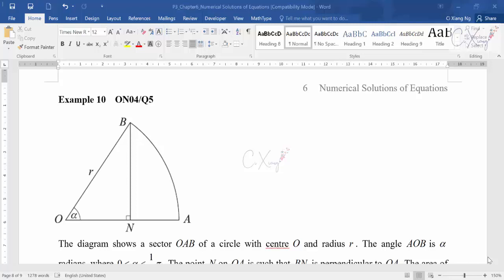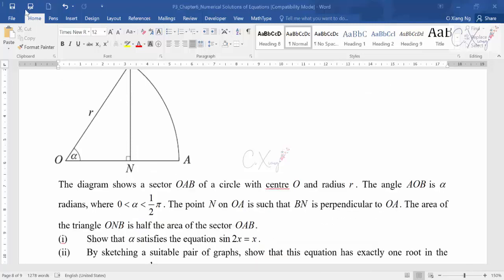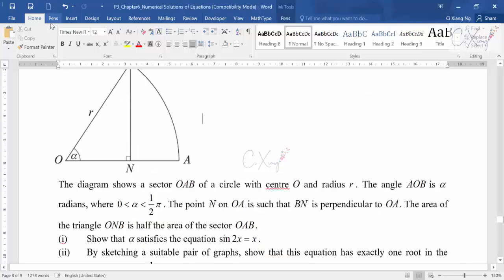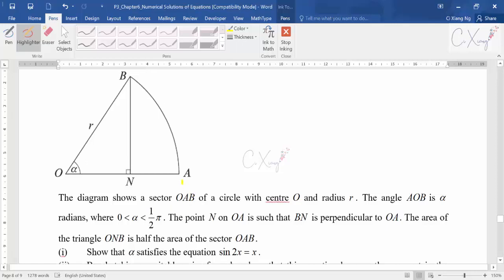Okay, I will start to discuss example 10 first, and I will assume that all of you already attempted the questions. This is a diagram given, and they tell you some details about it. The angle AOB is alpha radian, and alpha is between 0 and pi over 2. BN is perpendicular to OA.